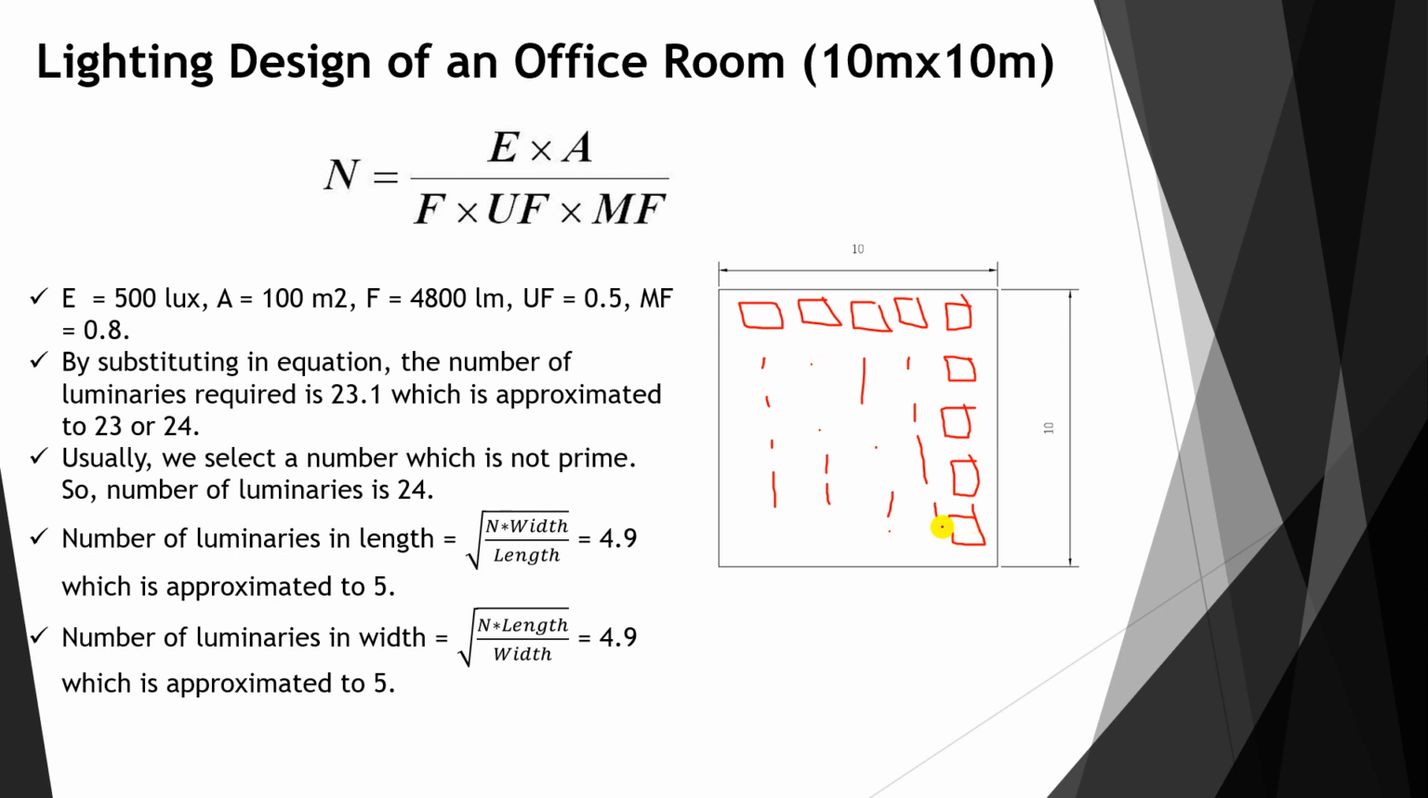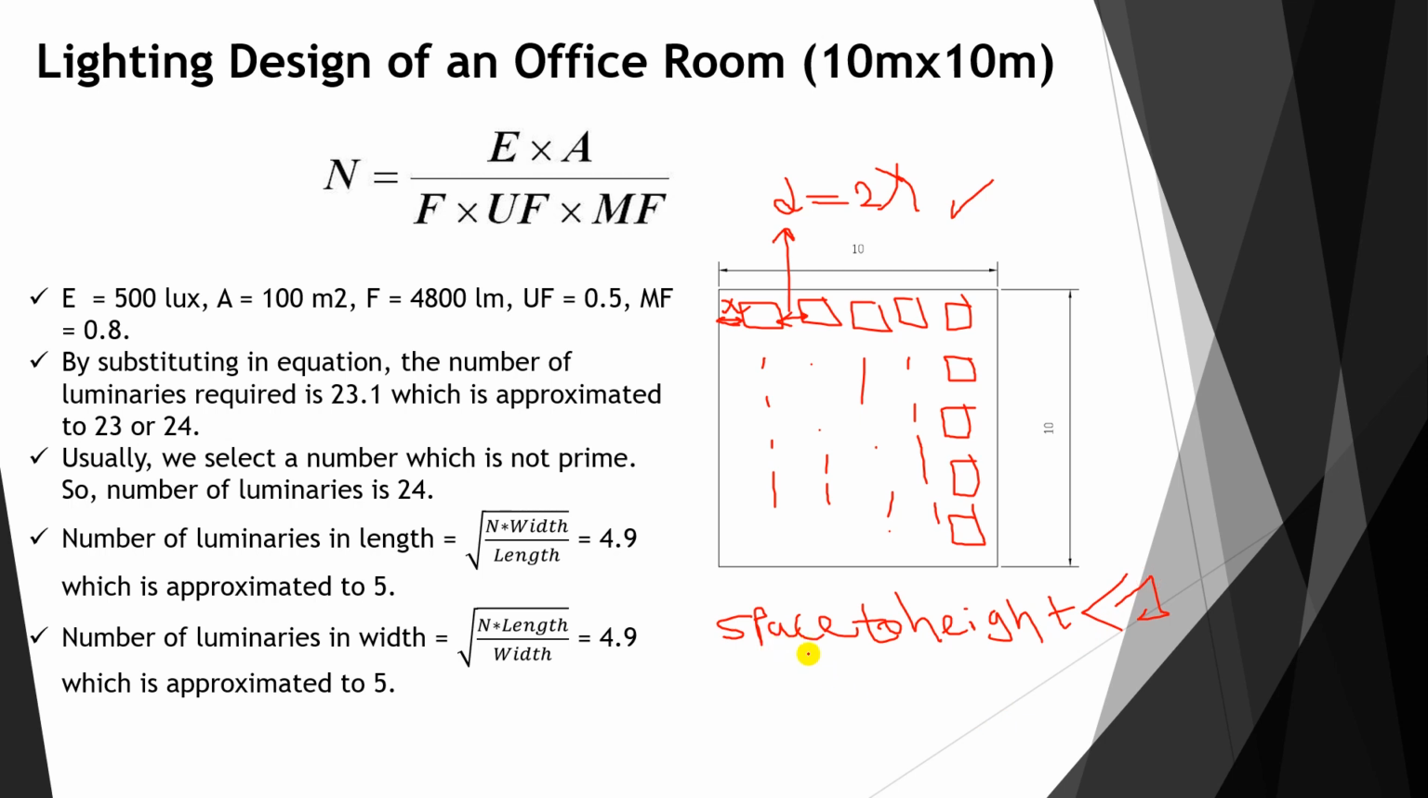Now, did we finish? No, we have to do two checks. First one, we have to make sure that the distance between two luminaires is double the distance between the luminaire and the wall. So this distance D is equal to 2x, where x is the distance between luminaire and the wall, like this. That is the first check. Second check is that the space to height ratio is less than 1.